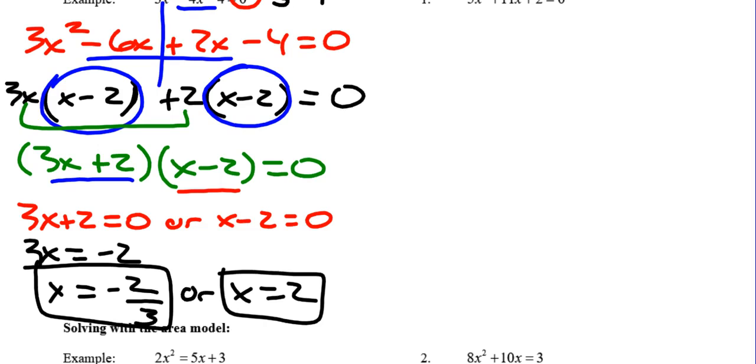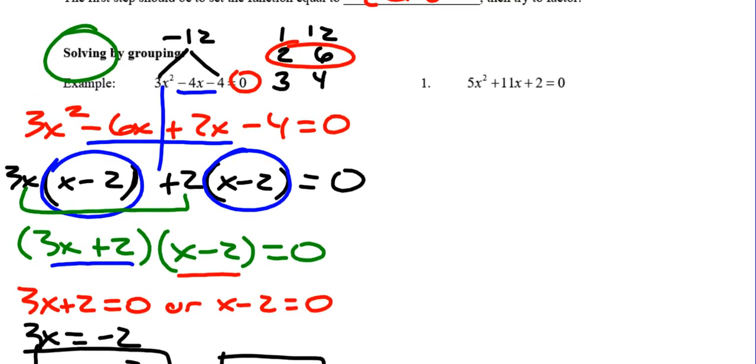All right, factoring by grouping. It's already set equal to 0, so we took care of the first step for you. Try this one over here, number 1. And I'll have the answer when you come back.